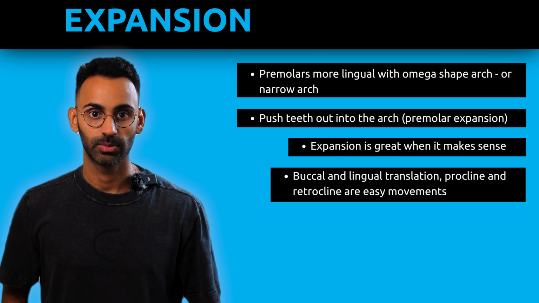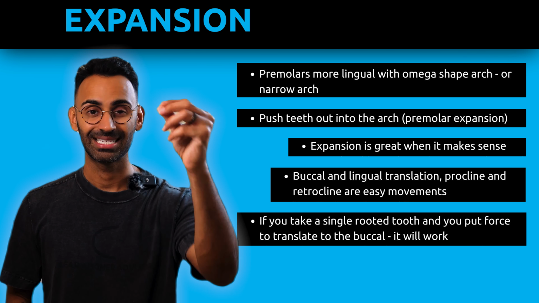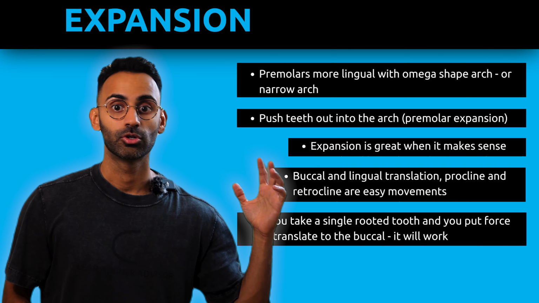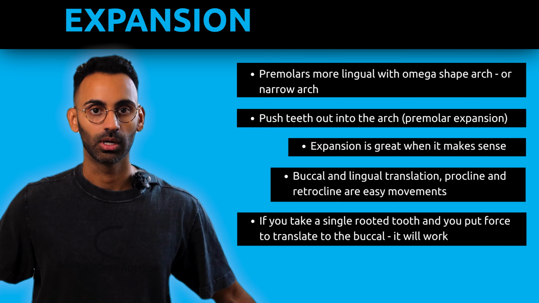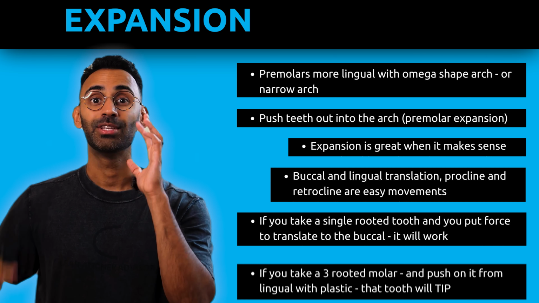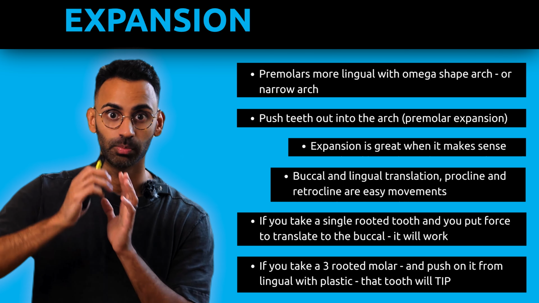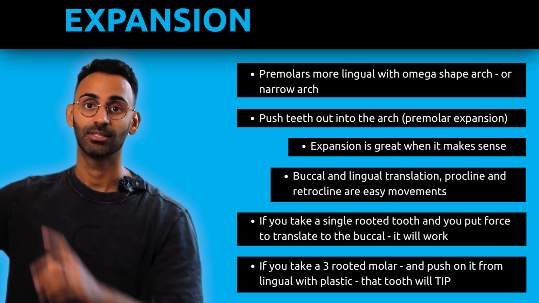You don't need attachments for it. Here's the thing to remember. If you take a single rooted conical tooth and you try to translate it to the buccal, it's gonna work. It's predictable, it's doable. But if you take a 3 rooted molar and you push on it from the lingual with plastic, that tooth is gonna tip.